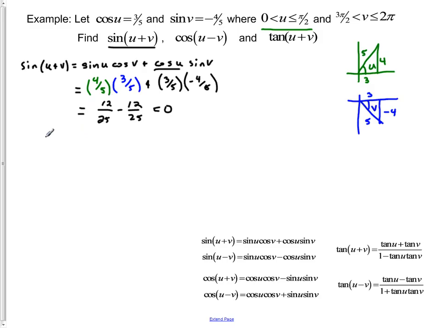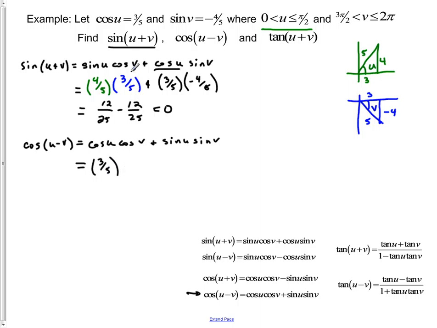Neat. All right, let's talk about the cosine of u minus v then. Well, for the cosine of u minus v, we note that the formula for our cosine of u minus v is going to go cosine of u times the cosine of v plus, right, we change the sign, plus the sine of u times the sine of v. So let's make those substitutions now. Cosine of u, well, we're given that's 3/5.